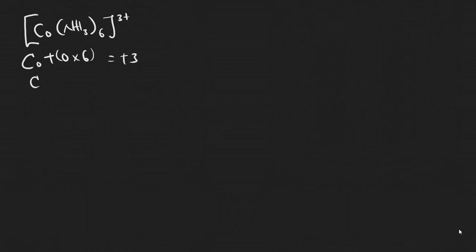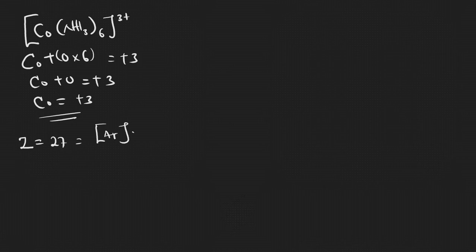So it's going to be cobalt plus 0 equals +3. Therefore, cobalt is going to be +3. Still going to lose 3 electrons from its orbital. Writing the electronic configuration is still going to be the atomic number of 27, which is argon.